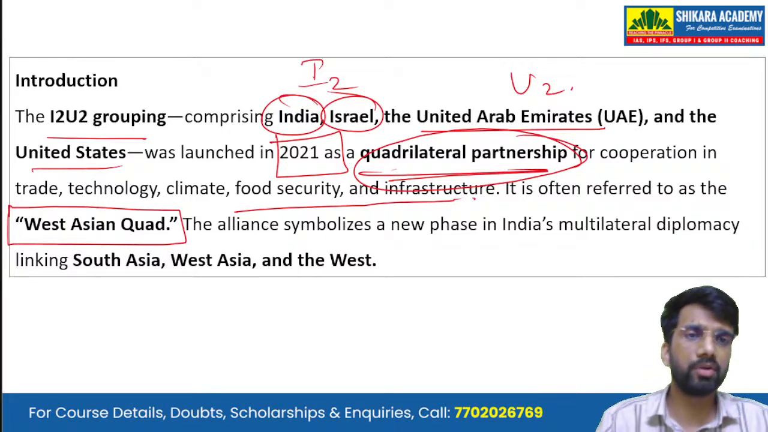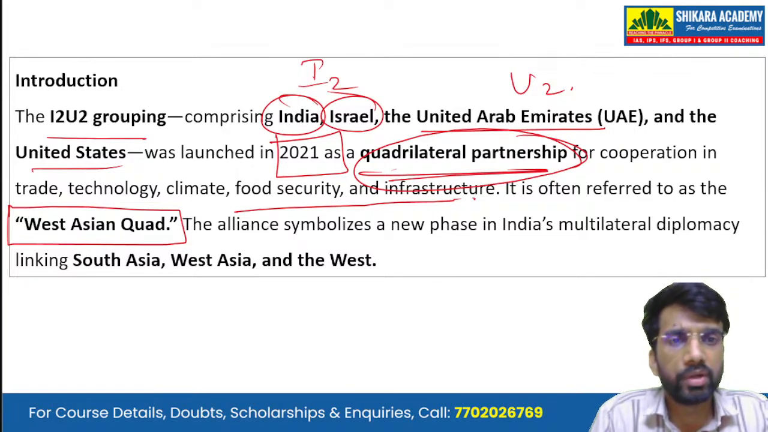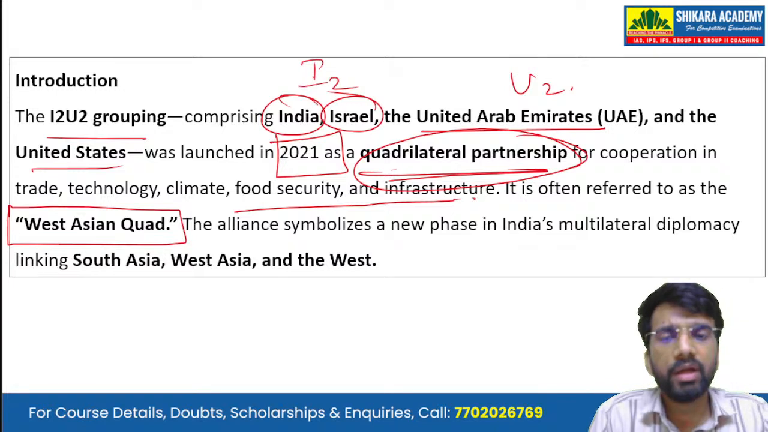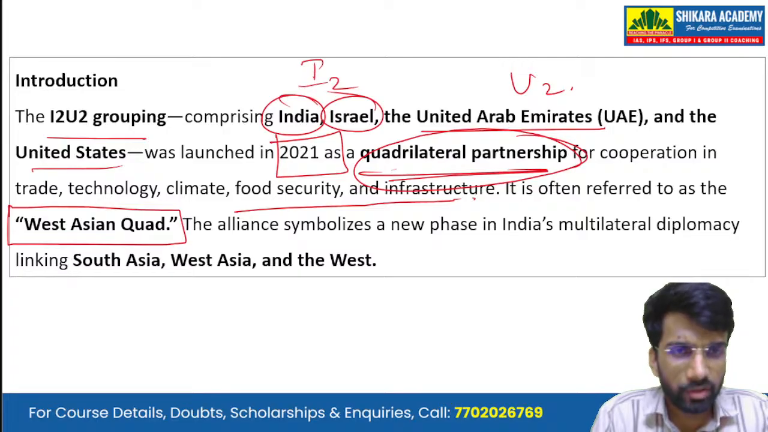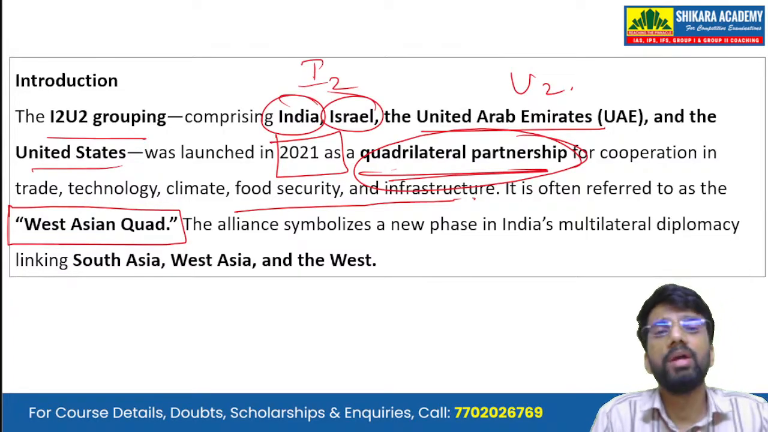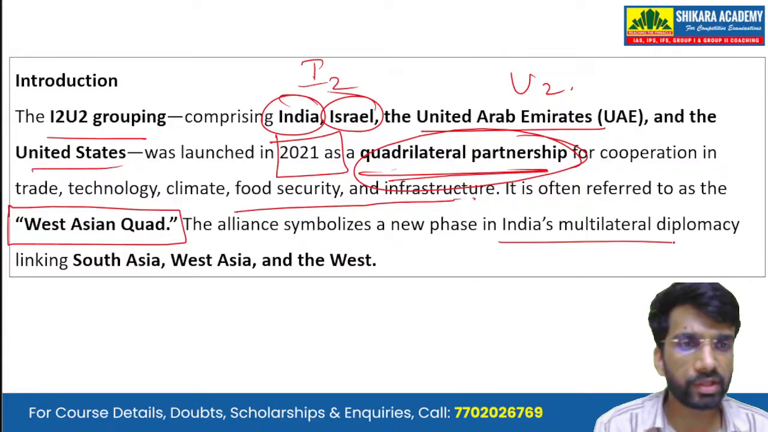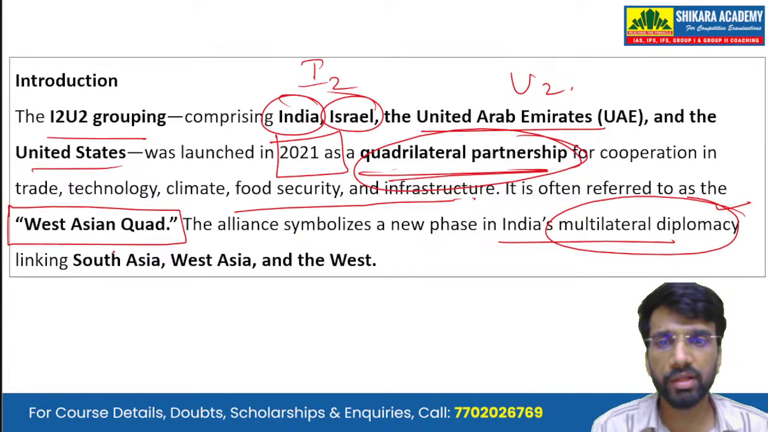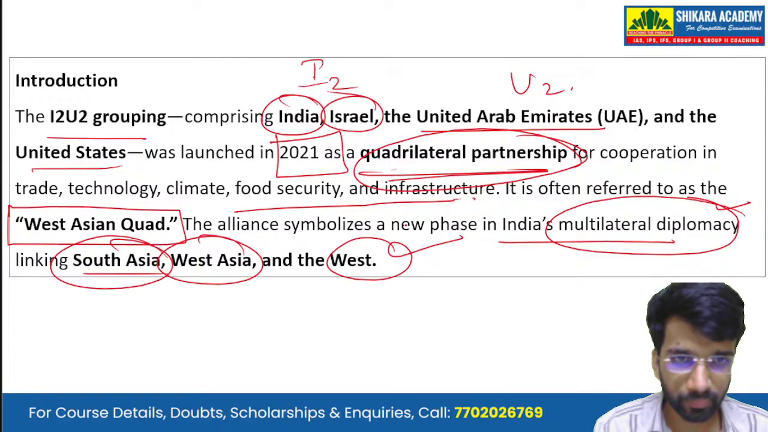So we have a Quad group in which India and the US are shared partners. The Quad comprises India, US, Australia, and Japan. And this I2U2, often dubbed the West Asian Quad, comprises India, Israel, UAE, and USA. This alliance symbolizes a new phase in India's multilateral diplomacy, linking South Asia, West Asia, and the West.